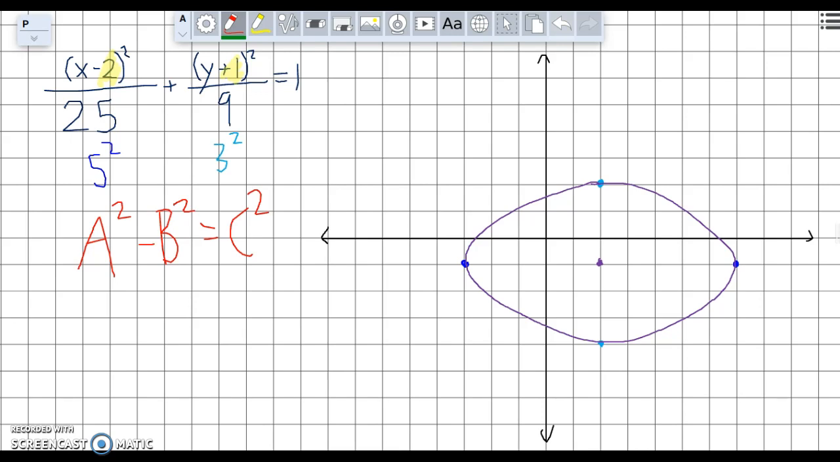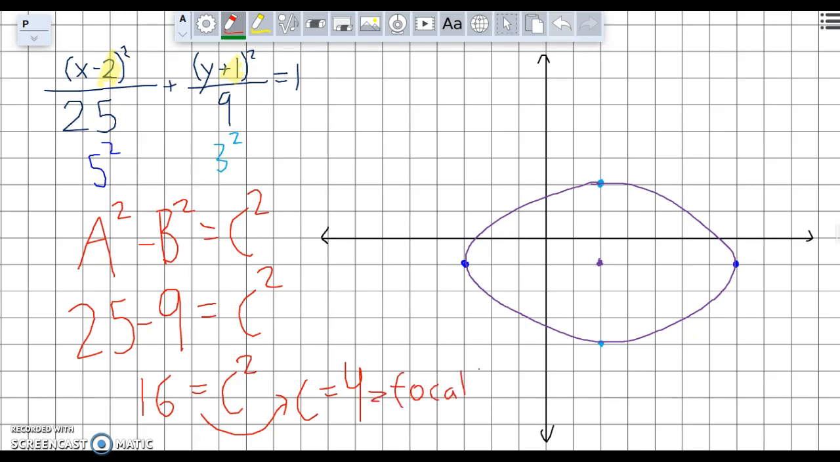A squared and b squared are already there. I could just not even know that it's 5 and 3 squared. A squared is 25, minus b squared is 9, equals c squared. 25 minus 9 is 16, equals c squared. So c must be 4. My focal length is 4. From the center to either focus is going to be 4 units.